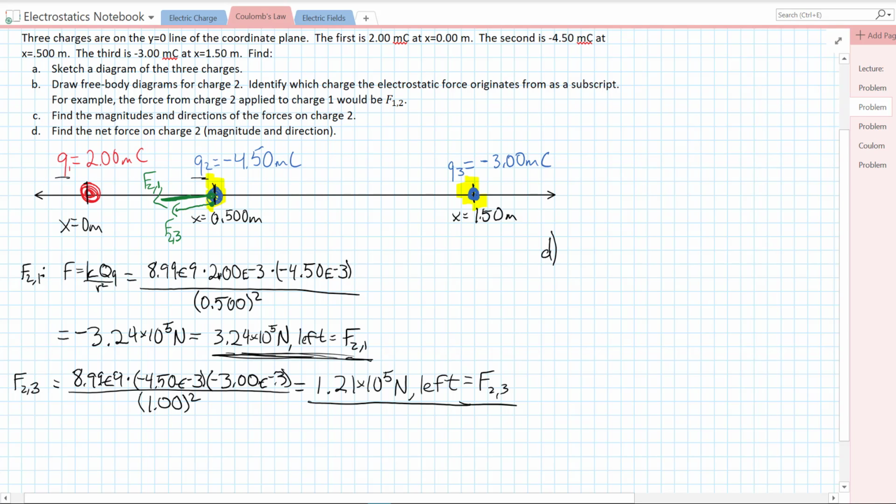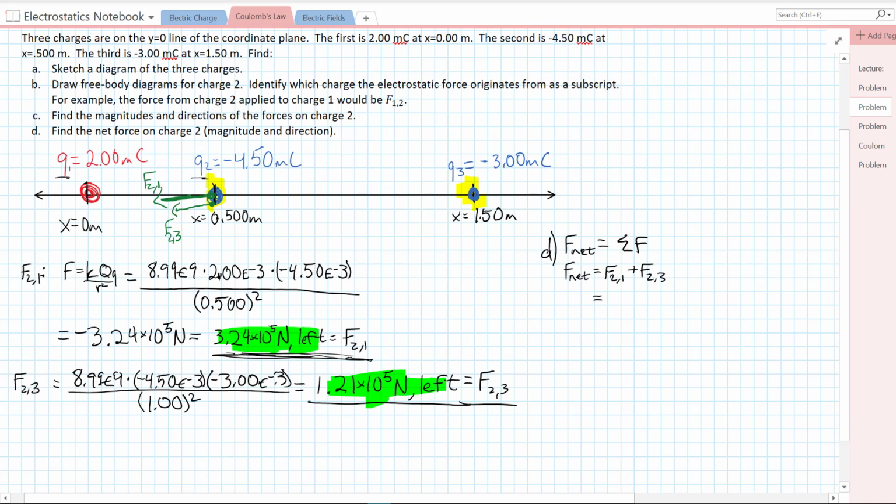D, we need to find the net force. And we know that F net is just the sum of all the forces. We know both of the individual forces. Since they're both in the same direction to the left, we just add them all up. So our net force is just F21 plus F23. Add these two numbers up, and highlight them in green to get our net force.